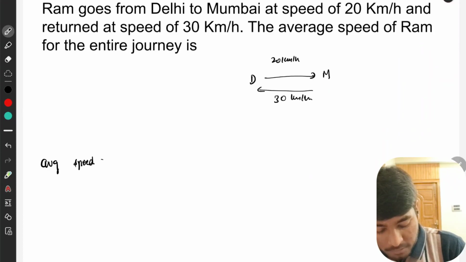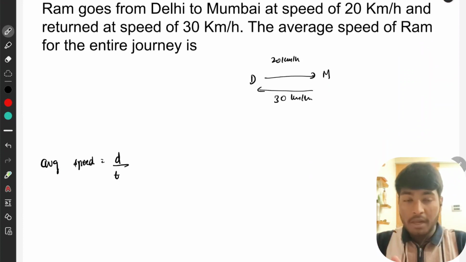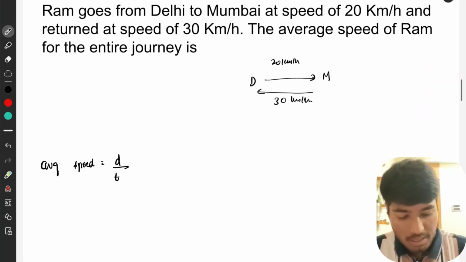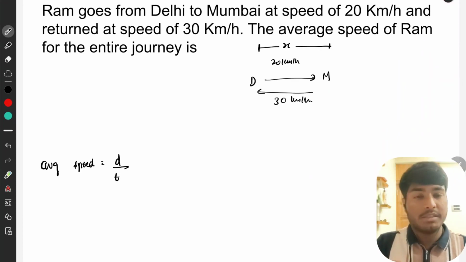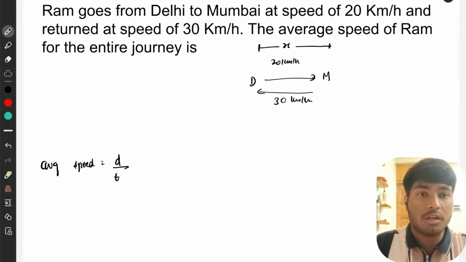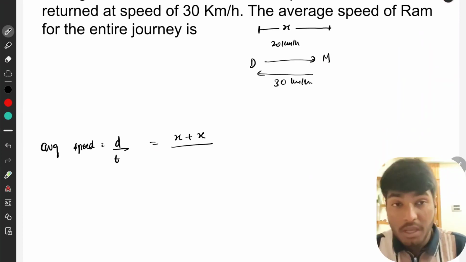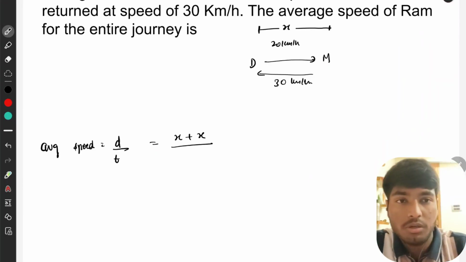Now I know average speed is equal to total distance upon total time, right? What is the total distance? While going from Delhi to Mumbai, one thing is going to be constant, that is distance. Let us say the distance between Delhi and Mumbai is x. So the total distance is x plus x, x to go and x to return. Now what is the time taken in this particular case?